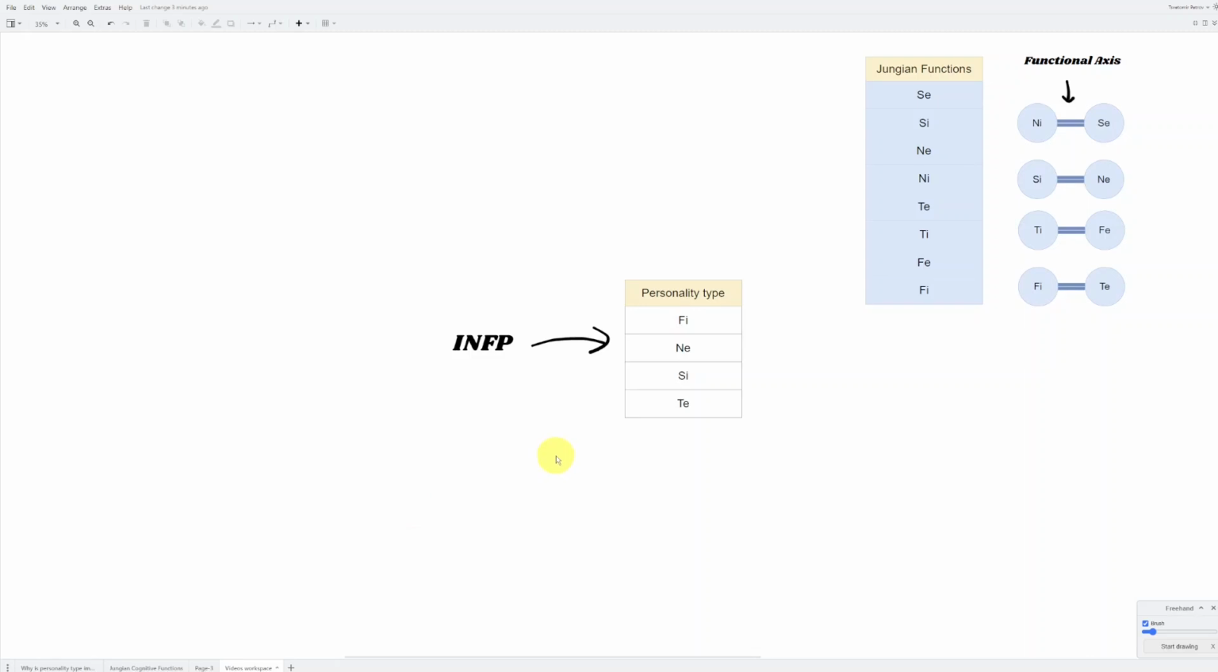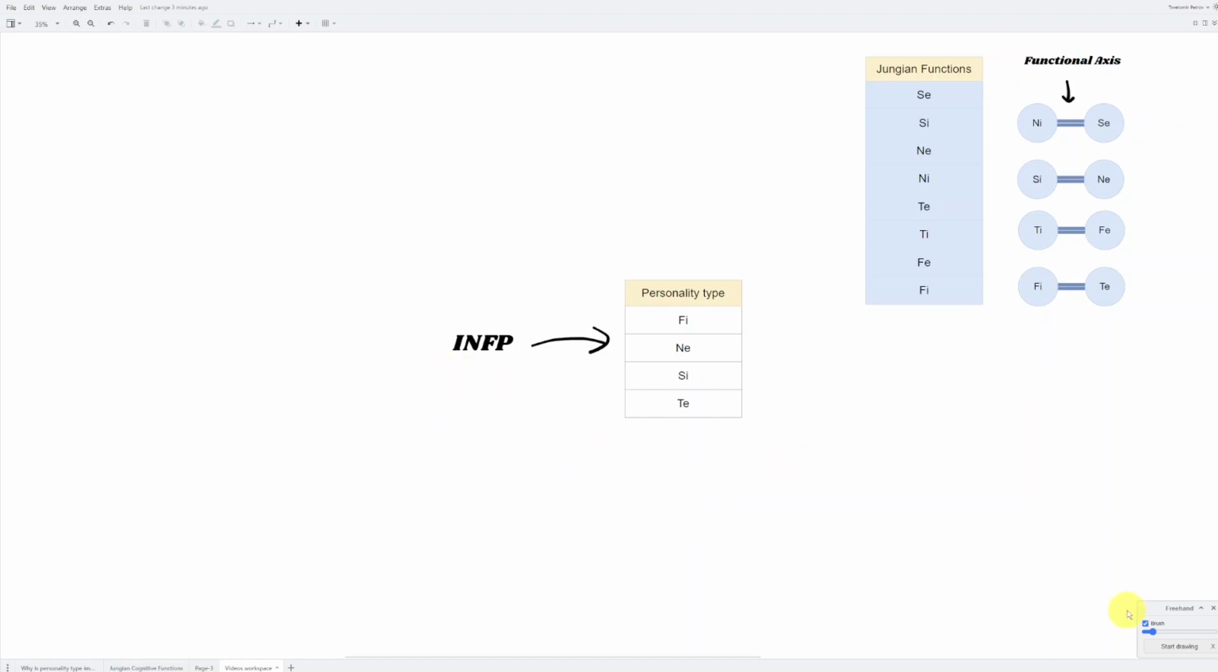Hi guys, welcome back. In this video we're going to learn how to convert your MBTI type using the 4-letter representation to your Jungian Cognitive Function stack. In this example we have the INFP, which is the MBTI 4-letter code, and this is the representation in terms of cognitive functions. Now before we start, first a bit of an explanation about the two things.